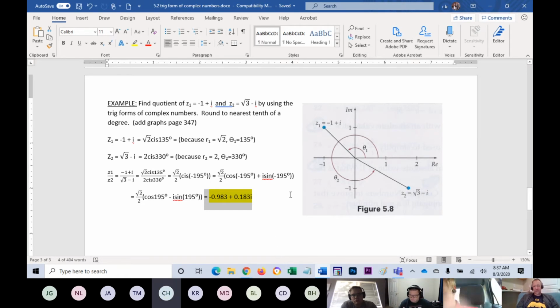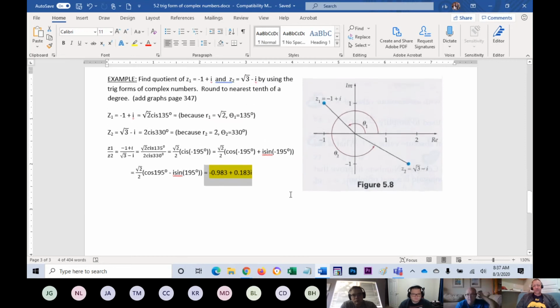That was really fast. Where did the square root 2 over 2 go in that answer? So the square root of 2 over 2 is outside. So if I find the cosine of 195 and then I multiply it by the square root of 2 over 2, that gives me negative 0.983. Oh, gotcha. Okay. And then the sine of 195 degrees times the square root of 2 over 2 is 0.183. Okay, cool. Thank you.